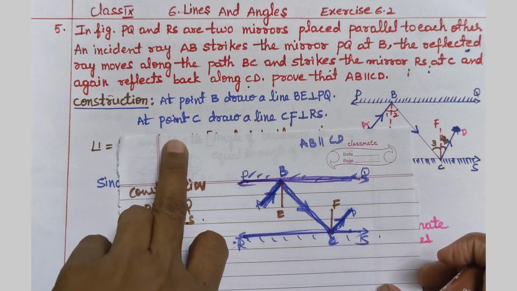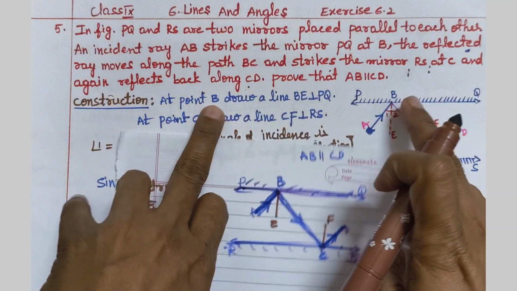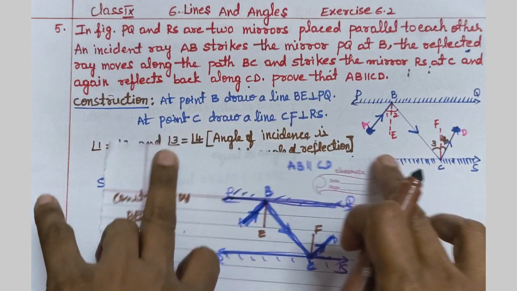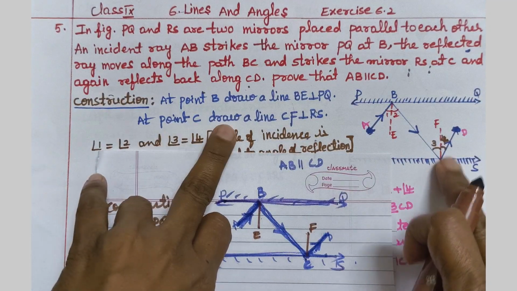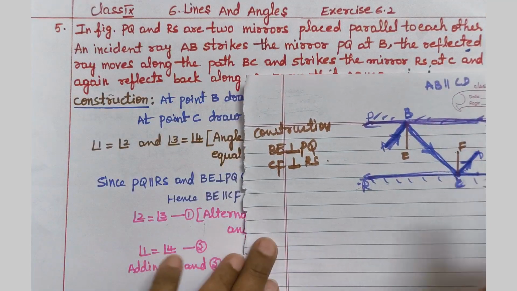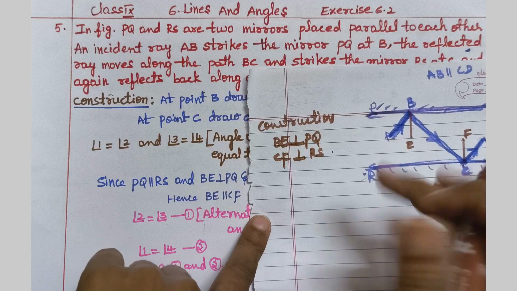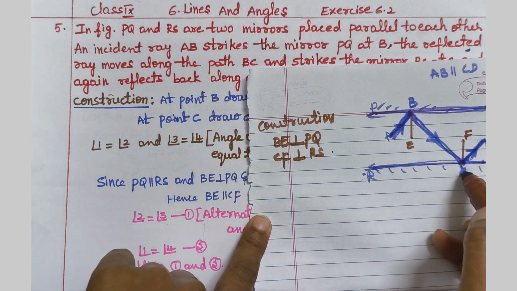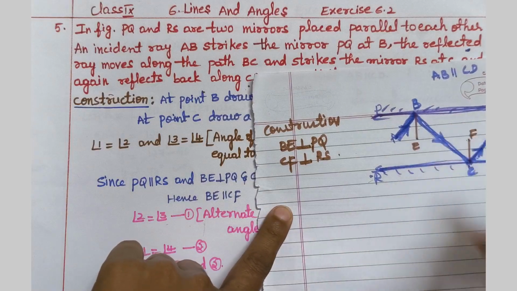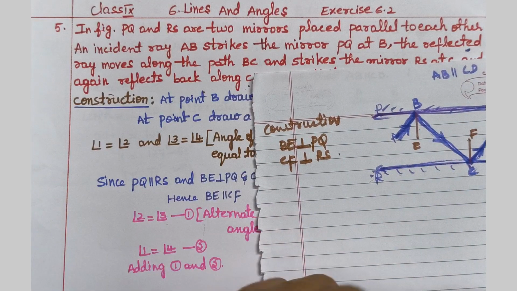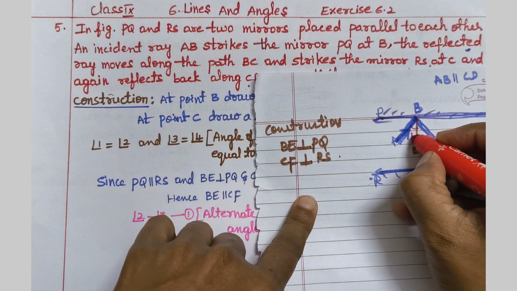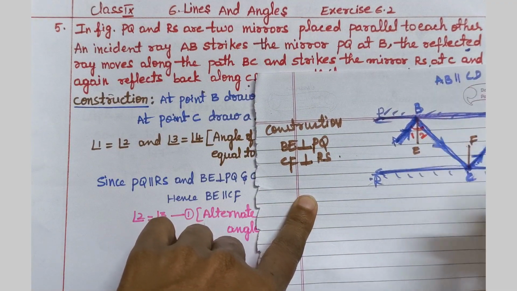Later I will give the notes also. See here, at point B you draw a line BE, and this BE is perpendicular to PQ. Next, at point C, you draw a line CF perpendicular to RS. You can write it as a sentence. First you try to understand, later I will give the notes. So BE perpendicular to PQ, CF perpendicular to RS is finished. Now here two angles will form. I will give the angle names. See here, this is angle 1. This is angle 2.